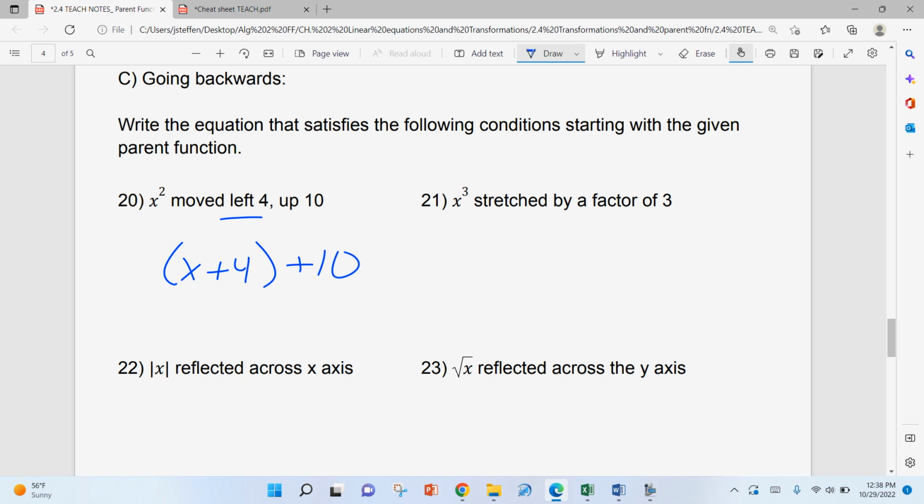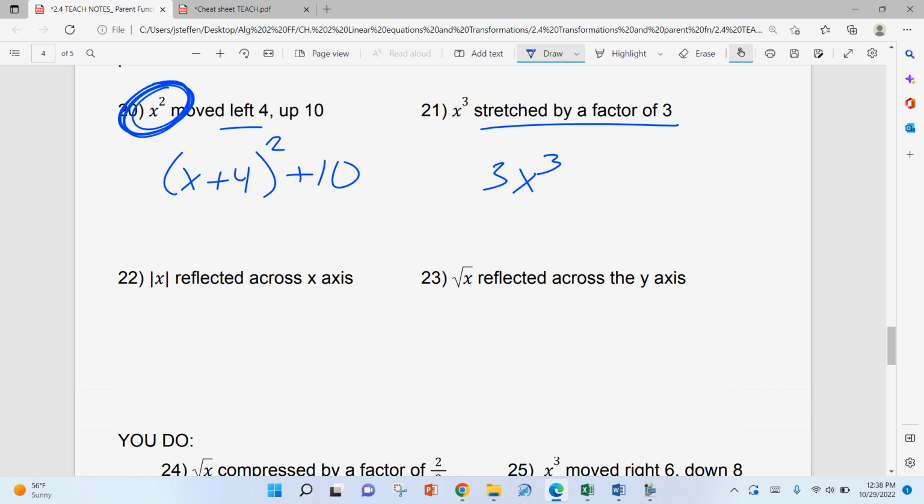Now, here's the thing. The hardest part is to make sure you still have to add a square root, because our parent function they gave to us, so that's what we're starting with. Same thing with this one, stretch by a factor of 3, which means that's outside, so 3 times x to the third. Don't forget your exponent. Reflected across the x-axis means that negative is out front. And again, they're giving us the absolute value. That's the parent function you're starting with. And reflected across the y-axis is negative x.